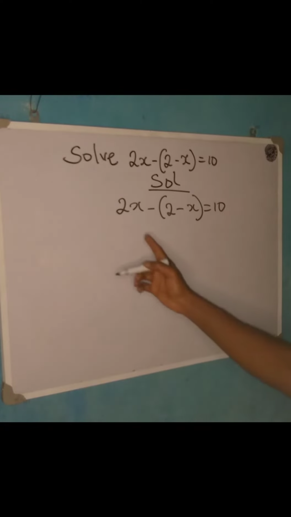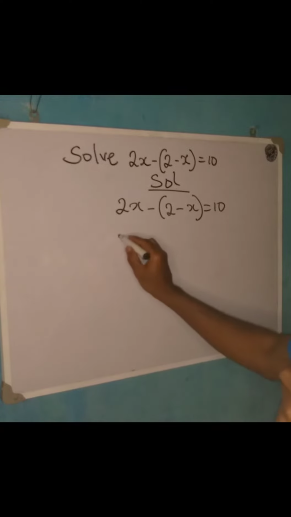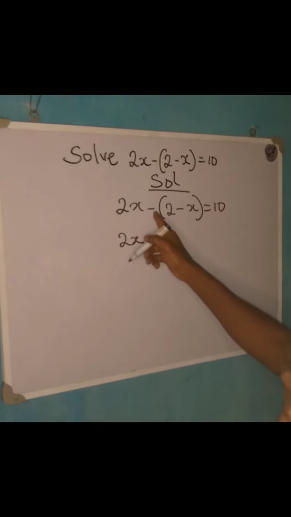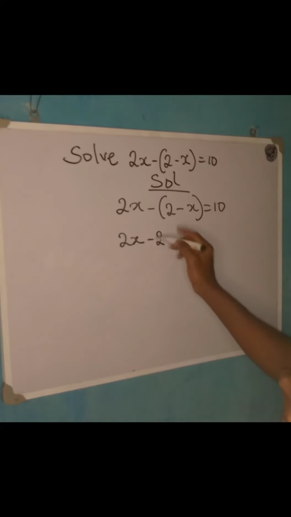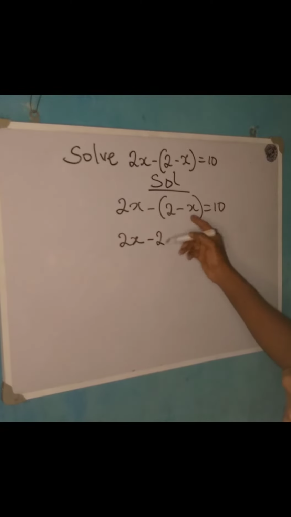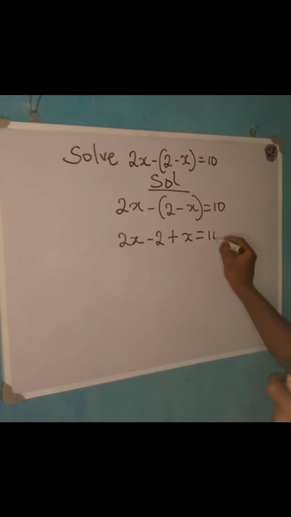The first thing that we are going to do is to open this bracket so that we'll have 2x. Negative will multiply 2, so we're going to have negative 2, then negative will multiply negative x and we'll have positive x. This is equal to 10.